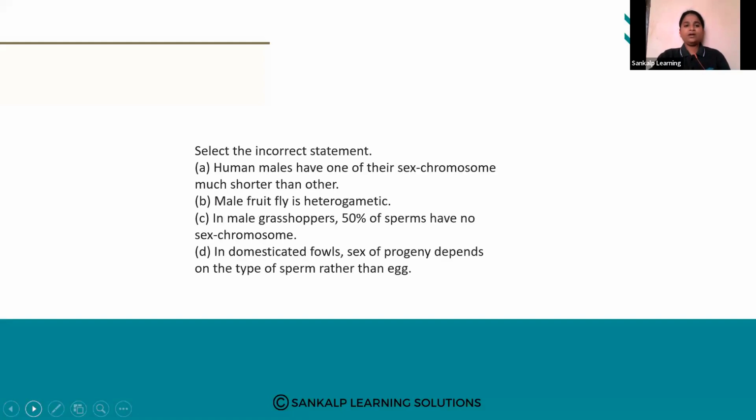Next question. Select the incorrect statement. Human males have one of their sex chromosomes much shorter than the other. Male fruit fly is heterogametic.